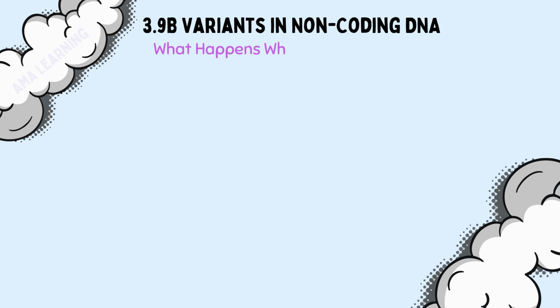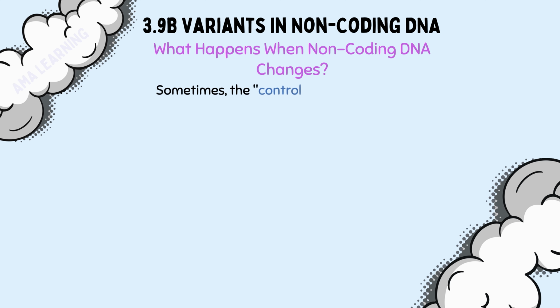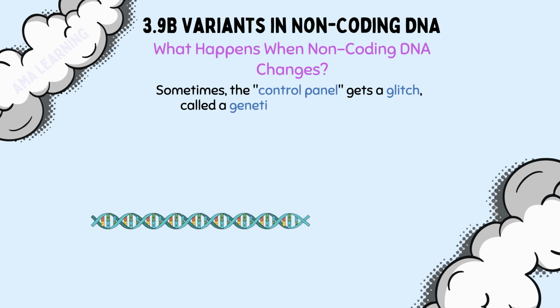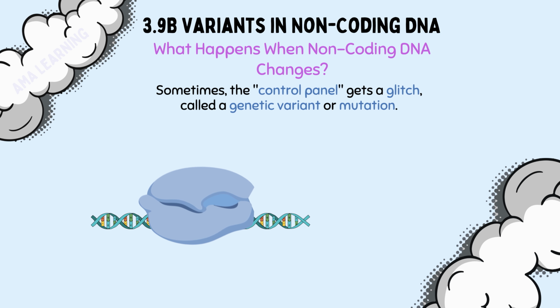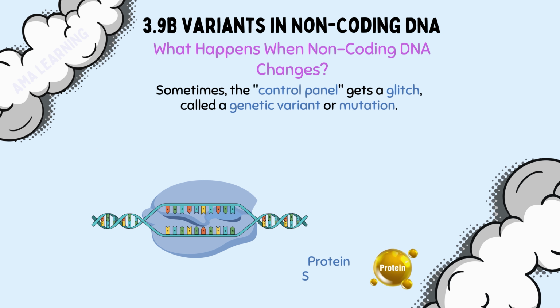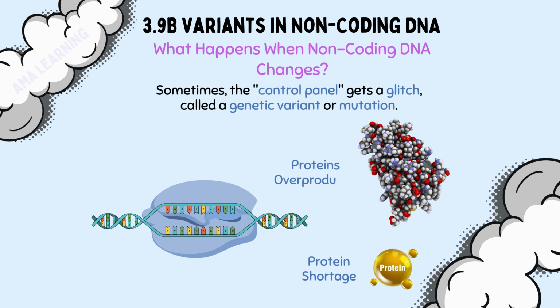What happens when non-coding DNA changes? Sometimes the control panel gets a glitch, called a genetic variant or mutation. If the variant or mutation makes it harder for RNA polymerase, the copy machine, to bind, less protein might be made. If the variant or mutation causes overproduction, too much protein can disrupt how the cell normally works.